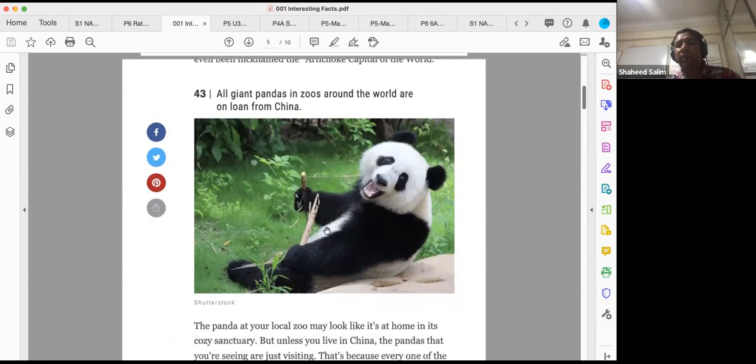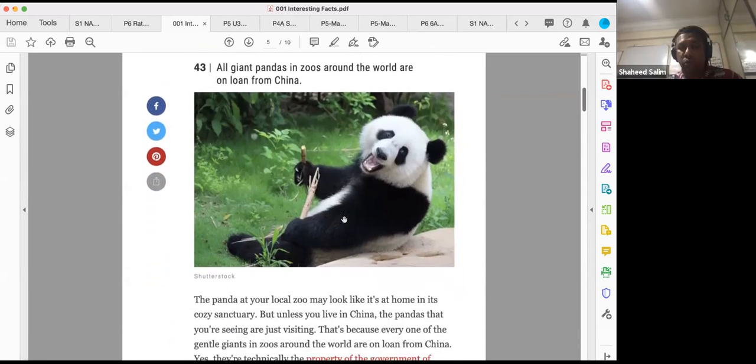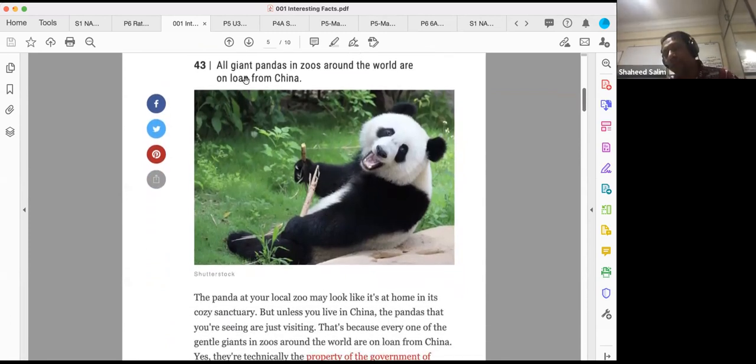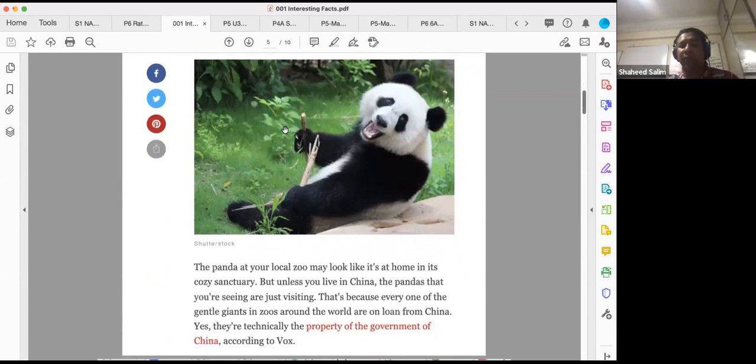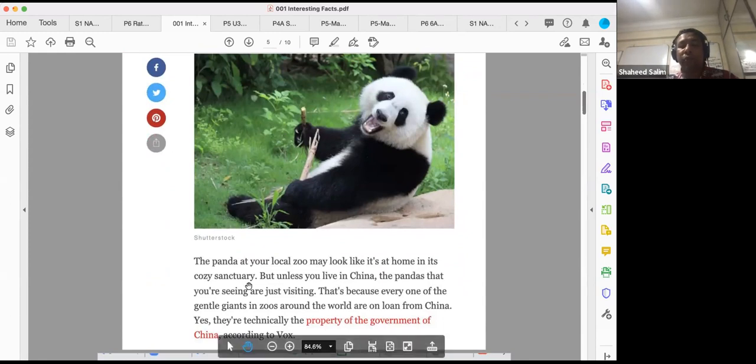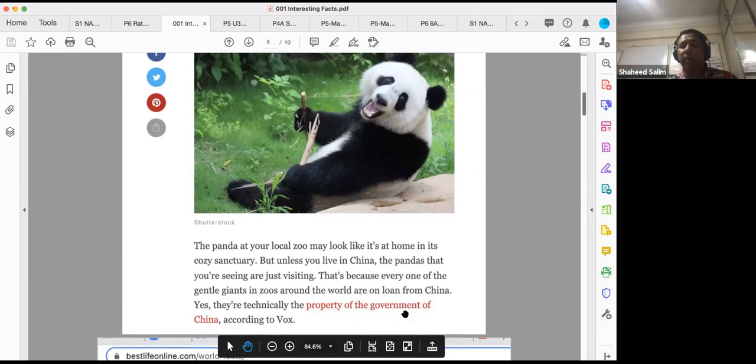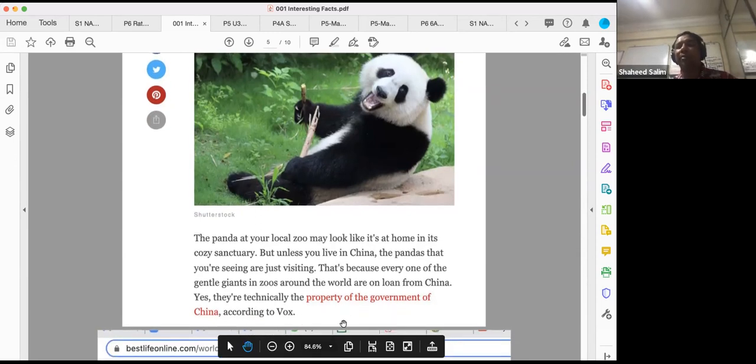Down here now, I do not know whether you know this, but maybe you do. If you see a panda in your zoo, you must remember they are on loan from China. No other country has pandas except for China. Remember that, huh? So if you see a panda bear in the Singapore Zoo, don't think that this one is our panda. No, no, no. It's on loan from China. Okay, they are property of the Chinese government.